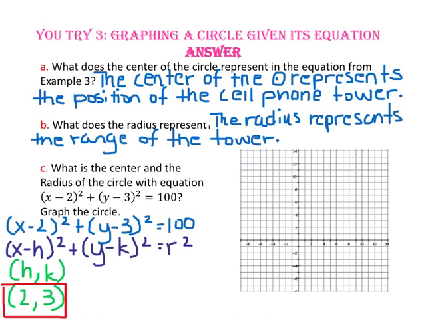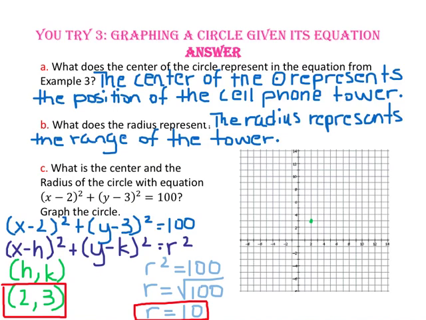Let's go ahead and graph the center of our circle at (2, 3). Since r² equals 100, r will be the square root of 100, or 10. So the radius of our circle is 10. Let's go ahead and plot the point that is 10 units from the center of our circle. 1, 2, 3, 4, 5, 6, 7, 8, 9, 10. We'll do the same with the points 10 units to the left, 10 units above, and 10 units below. Now go ahead and draw in your circle.